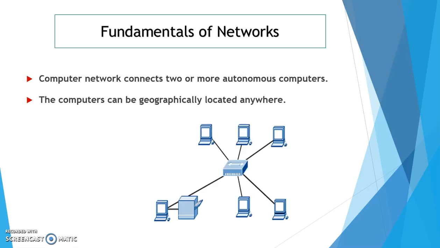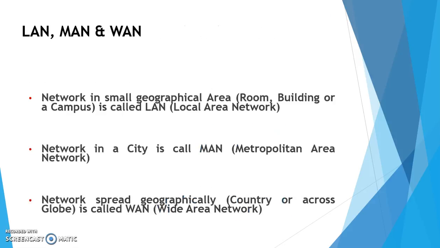Fundamentals of networks. A computer network connects two or more autonomous computers. The computers can be geographically located anywhere. A network in a small geographical area, that is a room, building or campus, is called a local area network. A network in a city is called a metropolitan area network, that is MAN. A network spread geographically across a globe or a country is called a wide area network.